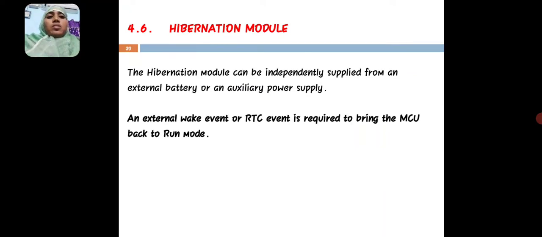The hibernation module can be independently supplied from an external battery or an auxiliary power supply. An external wake event or RTC event is required to bring the MCU back to run mode. So whenever any block is in sleep mode, we need to wake that block whenever it is needed in active mode. So an external wake event or RTC event is required to bring the sleep mode into run mode.